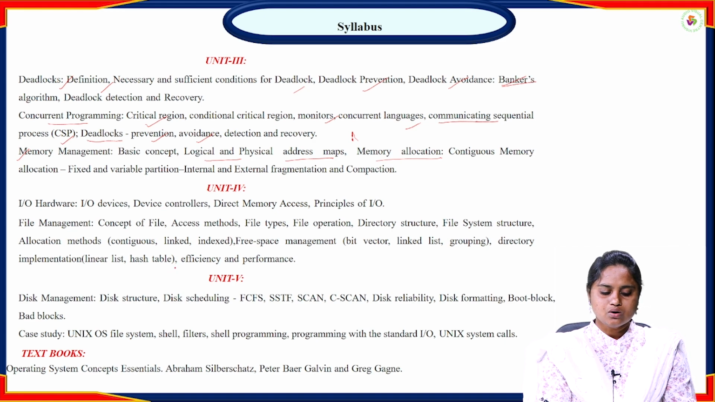And after that, how the allocation methods of file management are efficient, and what gives better performance in file management, will be explained in this chapter. From this unit 4, the most important topics are file system structure, allocation methods, and directory implementations. They are very, very important from the exam point of view.